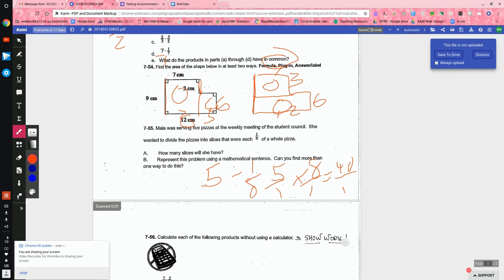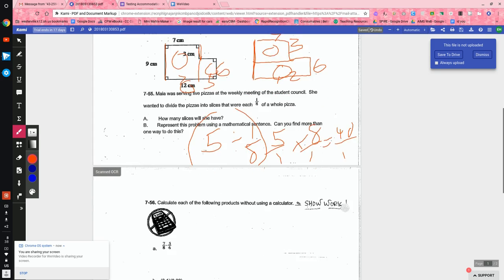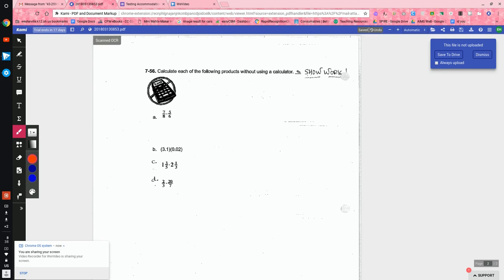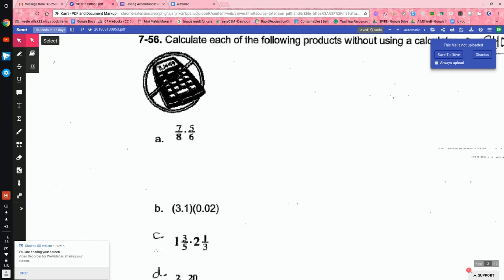Represent this using a mathematical sentence. I think I did that for you right there. More than one way to do it. You could draw pictures. You could draw 5 pies and slice them into 8ths and show that you have 40 pieces there.